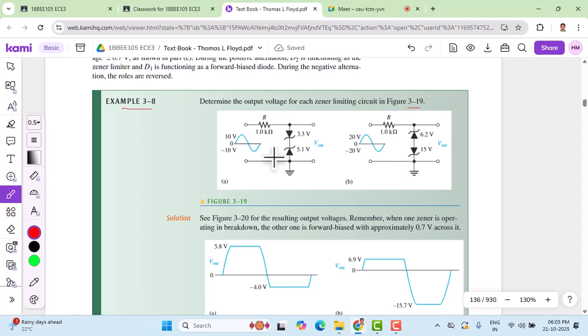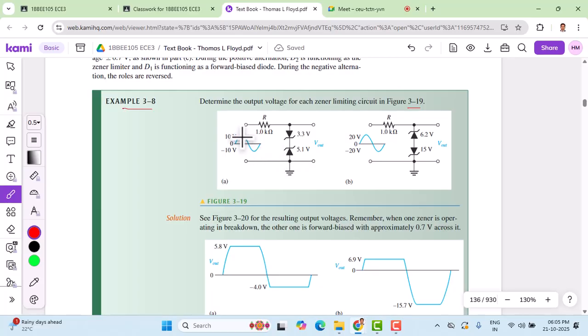So let us look into figure A first. Here the positive peak is plus 10 volts and the negative peak is minus 10 volts, and it is given to this Zener limiting circuit. We are using two Zener diodes here.